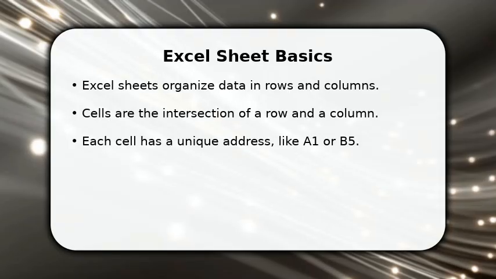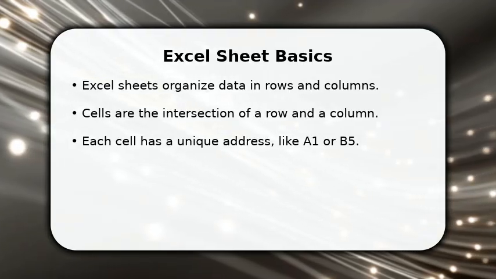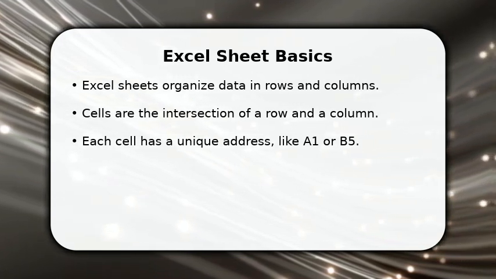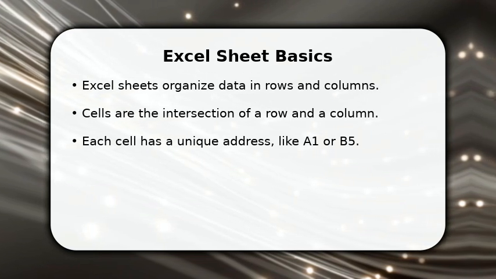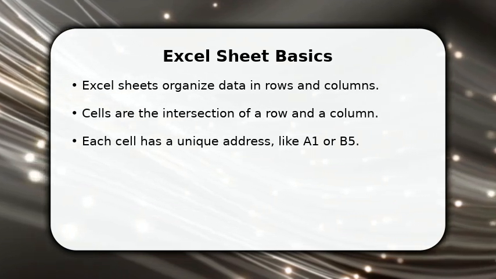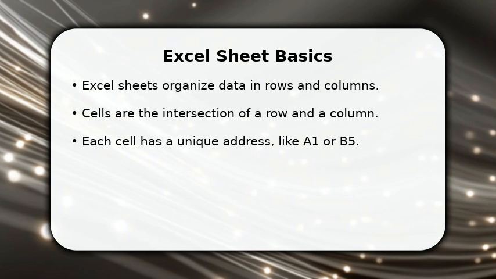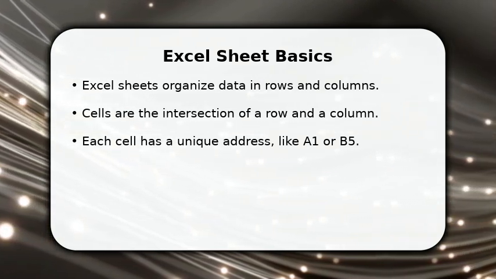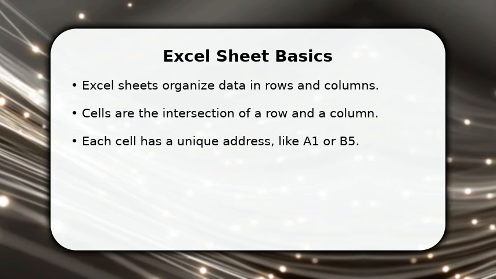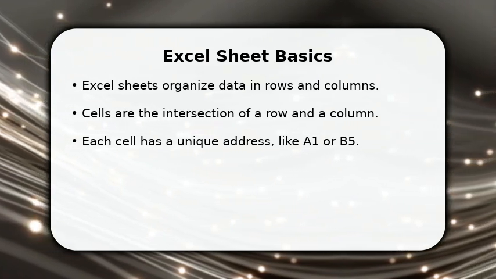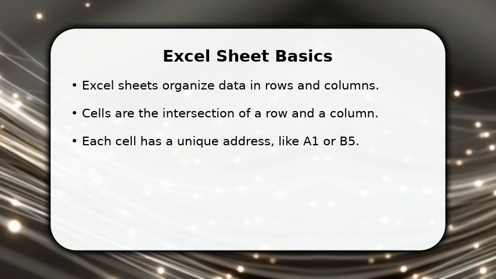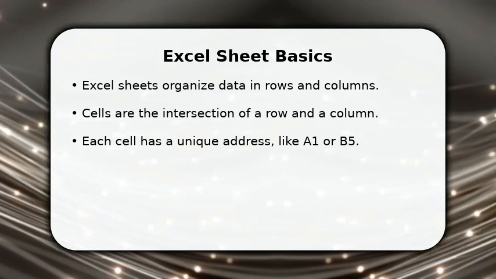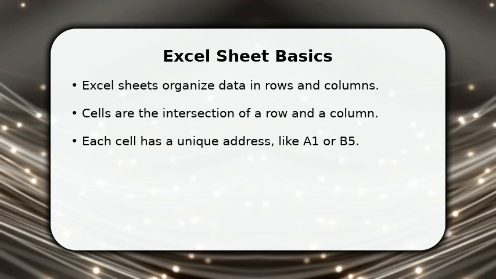Enjoy the video. In this video, I will explain how Excel sheets work. Let's start with the fundamental structure. An Excel sheet is essentially a grid, organizing your data into rows and columns. The intersection of a row and a column forms a cell, which is the basic unit for data entry. Each cell has a unique address, like A1 or B5, allowing you to precisely reference specific data points. You can input various data types, including numbers, text, and dates, into these cells.